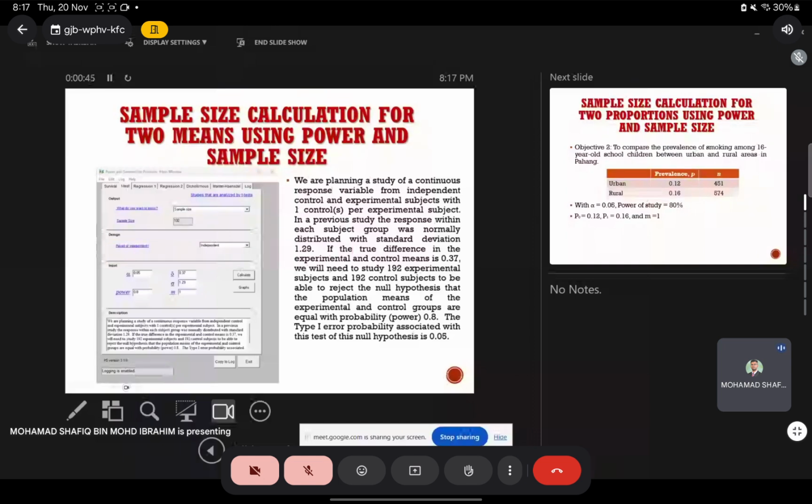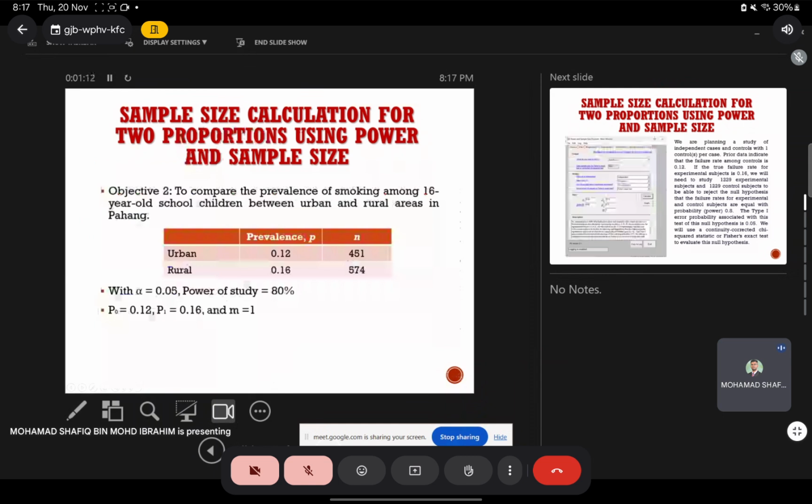Okay, for example here, I will calculate all the values that I already inserted, and then I click calculate, so I will get the sample size 192. It means here that each group needs 192. So group A and group B, with the total 384. Okay, so for the total, that will be for the two means.